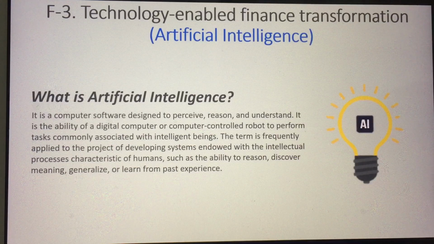So again, it's a computer-controlled robot. This term is frequently applied to the project of developing systems endowed with intellectual processes characteristic of humans, such as the ability to reason, discover meanings, generalize, or learn from past experience. So, when you call it artificial intelligence, it's a fake brain, because it's trying to mimic, to replicate the characteristics of humans, such as the ability to reason, discover meanings, generalize, or learn from past experience.